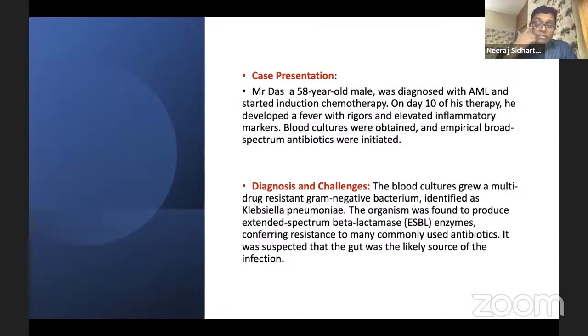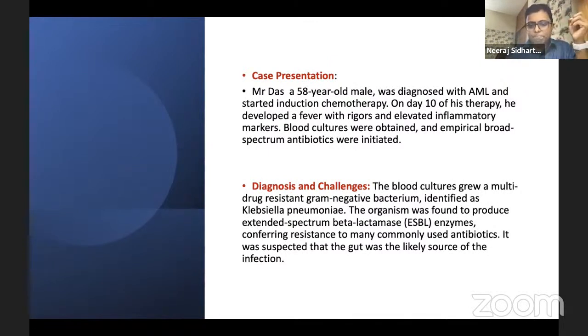So the first case is a 58-year-old male who was diagnosed with acute myeloid leukemia and was started on induction chemotherapy with cytarabine and daunorubicin. And on day 10 of his therapy, he developed a fever with rigors and elevated inflammatory markers, and there was no obvious focus of infection. Blood cultures were obtained and empirical broad-spectrum antibiotics were initiated. The blood culture grew Klebsiella pneumoniae, and it was found to be ESBL positive.